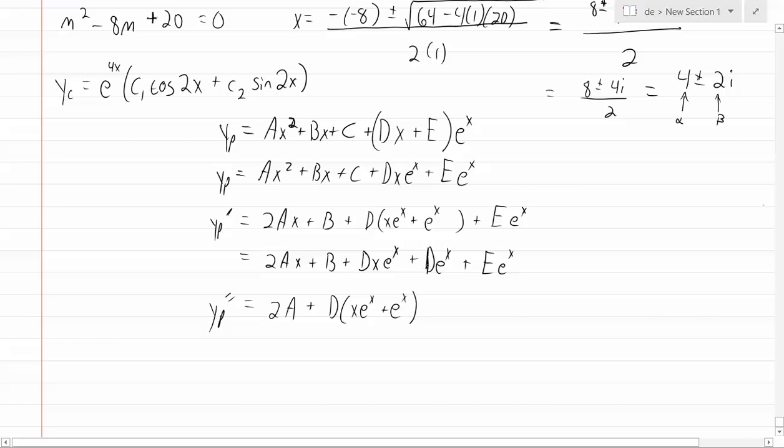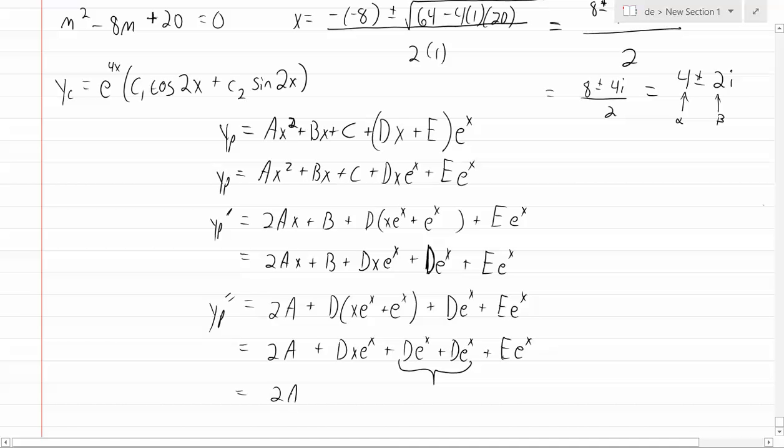It almost looks like a 1 there. That's a d. All right, so then plus the derivative of this. So that's going to be d e to the x plus the derivative of this. That's going to be e to the x. So let's write that out. We have 2a plus dx e to the x plus d e to the x plus d e to the x plus e to the x. These are like terms. So that's 2a plus dx e to the x plus 2d e to the x plus e to the x.